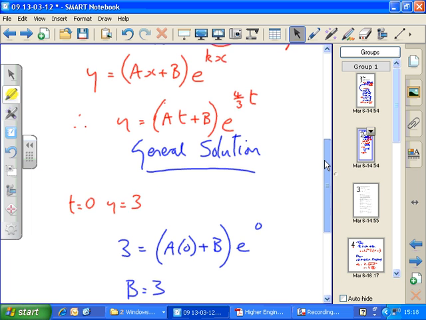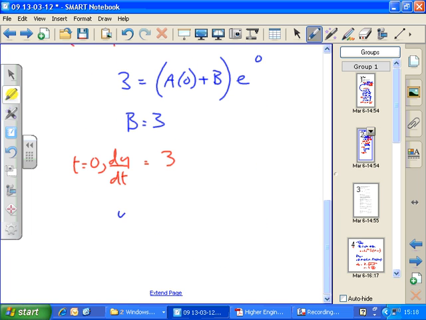y equals our general solution, (at plus b, well b equals 3, so we can put 3 in), e to the, what was it, 4/3 t. So that's the general solution. Now with b put in, we could leave it as b, or we can put 3 in as we know what b is. Now we need to differentiate this.